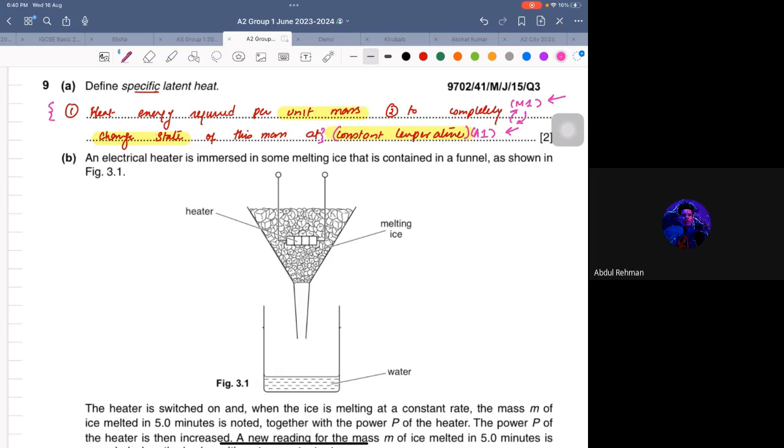Now, since they have just generalized it to specific latent heat, you do not need to write vaporization or fusion only. If you write a definition about that, it would be wrong, because they're not asking about a specific change of state. They're asking about all change of state. So make sure to generalize it. Okay, now let's go forward. If you have no questions, let me know.